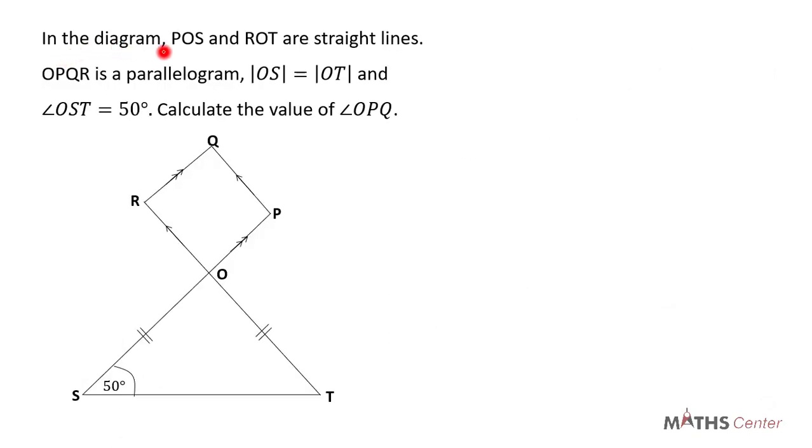In the diagram, POS and ROT are straight lines. OPQR is a parallelogram, and the side OS is equal to the side OT, and angle OST is equal to 50 degrees. Calculate the value of angle OPQ.